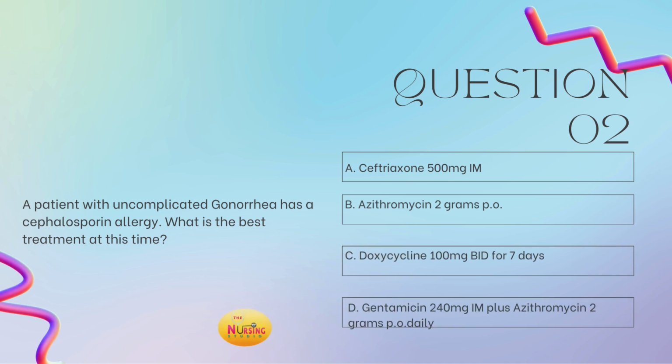Question number two, a patient with uncomplicated gonorrhea has a cephalosporin allergy. What is the best treatment at this time? Is it A, ceftriaxone 500 milligrams IM, B, azithromycin 2 grams PO, C, doxycycline 100 milligrams BID for 7 days, or D, gentamicin 240 milligrams IM plus azithromycin 2 grams PO daily? Take a moment to go chat.